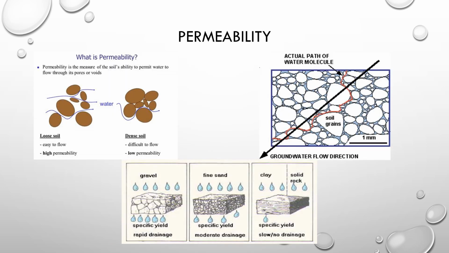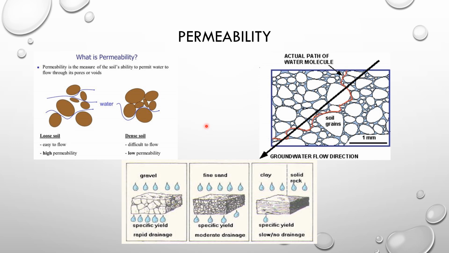Part of groundwater sources is its permeability, and that is how water flows through the soil. Permeability is a measure of a soil's ability to permit water to flow through its pores or voids. Here are a couple examples. They say it's an actual path, but I'm sure you've got other paths here, but water will travel through here. And that's also what is helping to eliminate some of the contaminants.